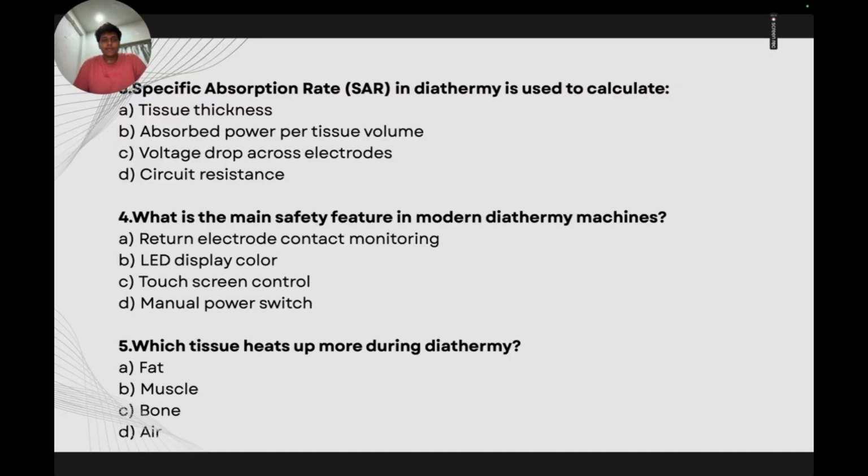Question 3. Specific absorption rate in diathermy is used to calculate? The correct answer is B. Absorbed power per tissue volume. Fourth question. What is the main safety feature in modern diathermy machines? The correct answer is A. Return electrode contact monitoring. Last question, fifth. Which tissue heats up more during diathermy? The correct answer is B. Muscles. Thank you.